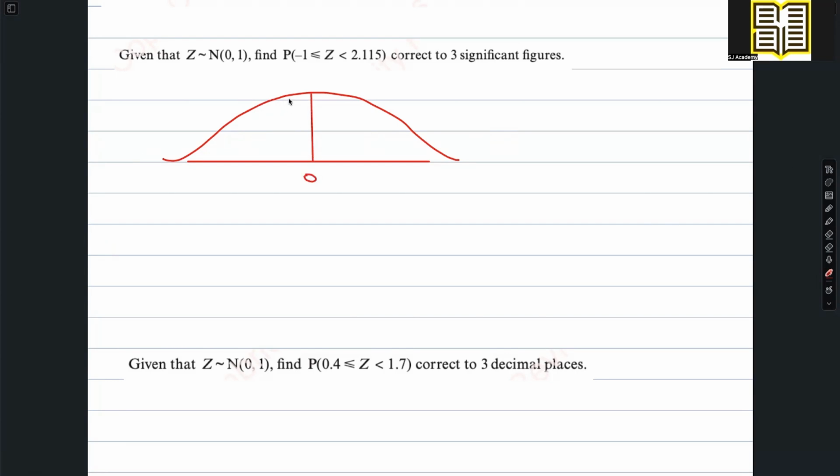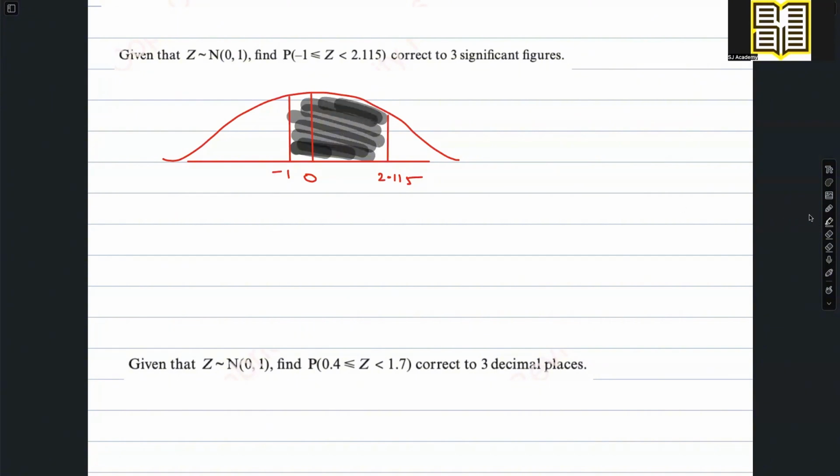So -1 will be on the left-hand side and 2.115 will be on the right-hand side. So this will be somewhere over here. Now we have to find the probability between these two points. So we have to find this area.